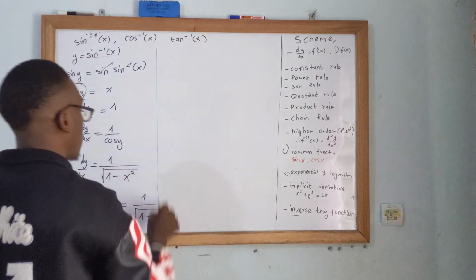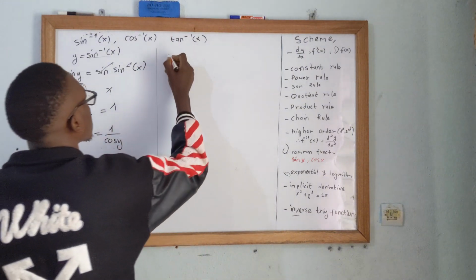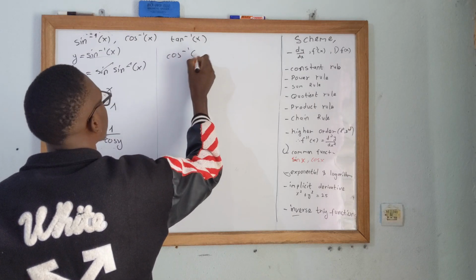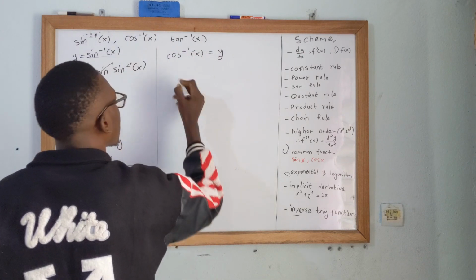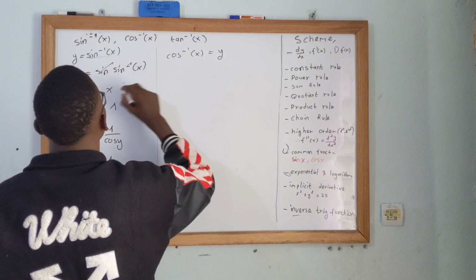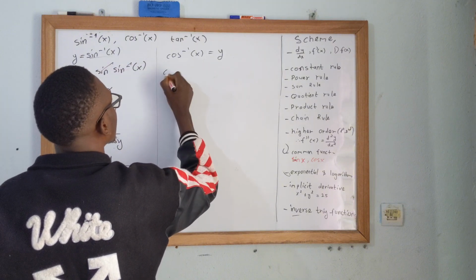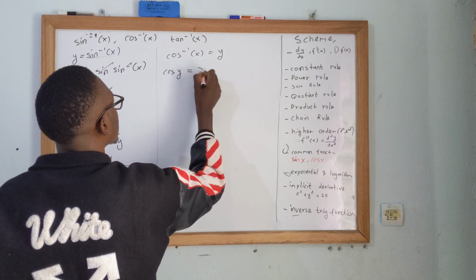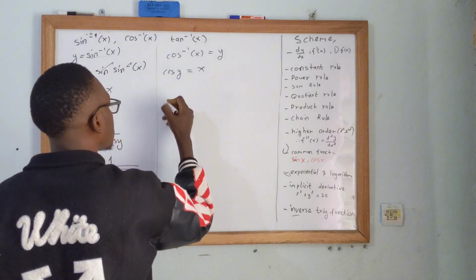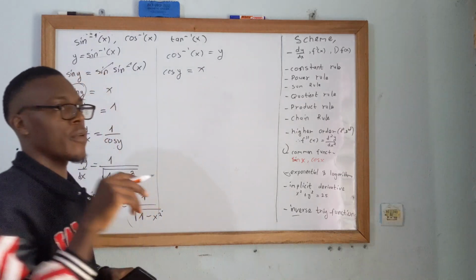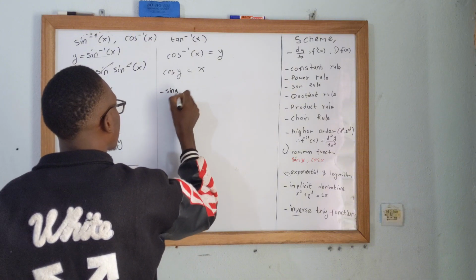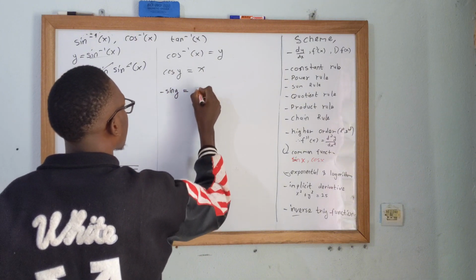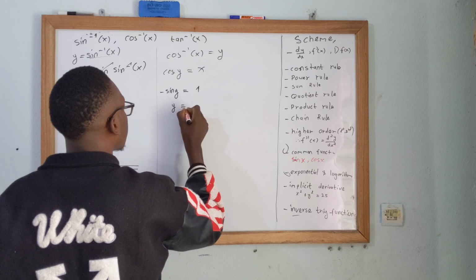Let's just put here. We have cos, that is cos inverse of x is equals to y. Hence, we can do the same thing. We are going to have cos y is equals to x. Okay, we differentiate this, we are going to have what? If we differentiate cos, we are going to have minus sine. Therefore, we are going to have minus sine y is equals to what? 1.